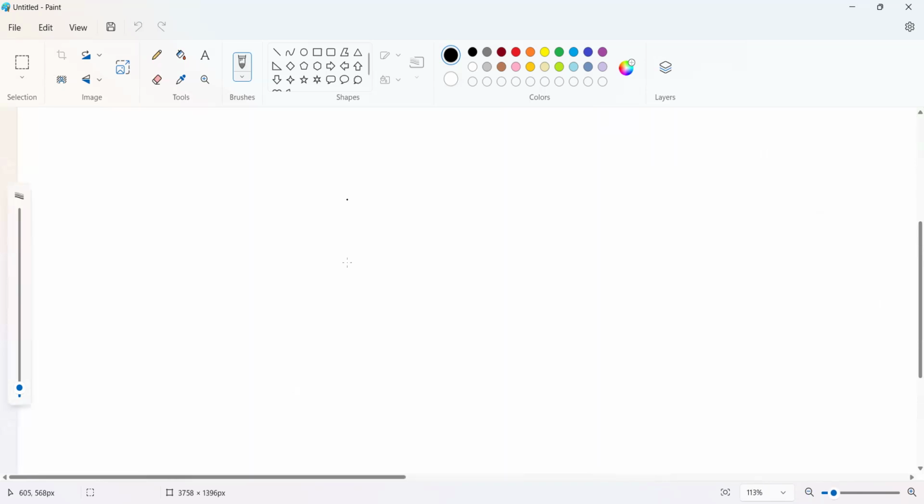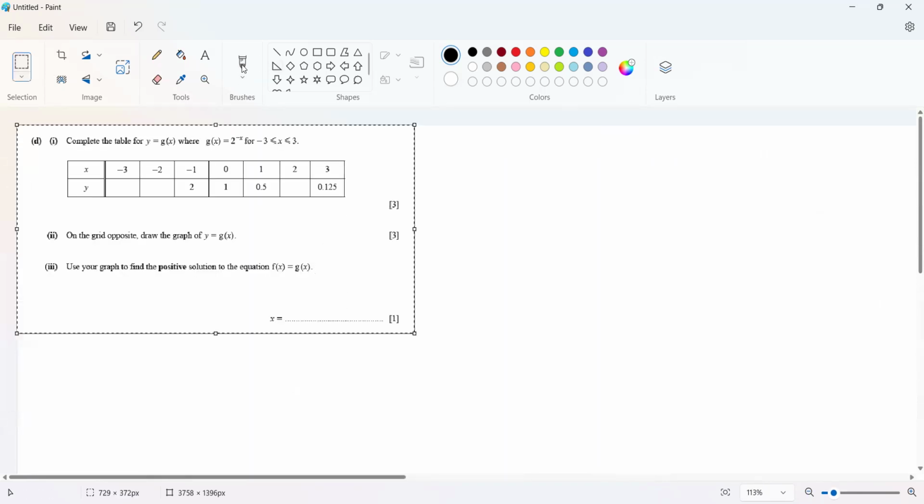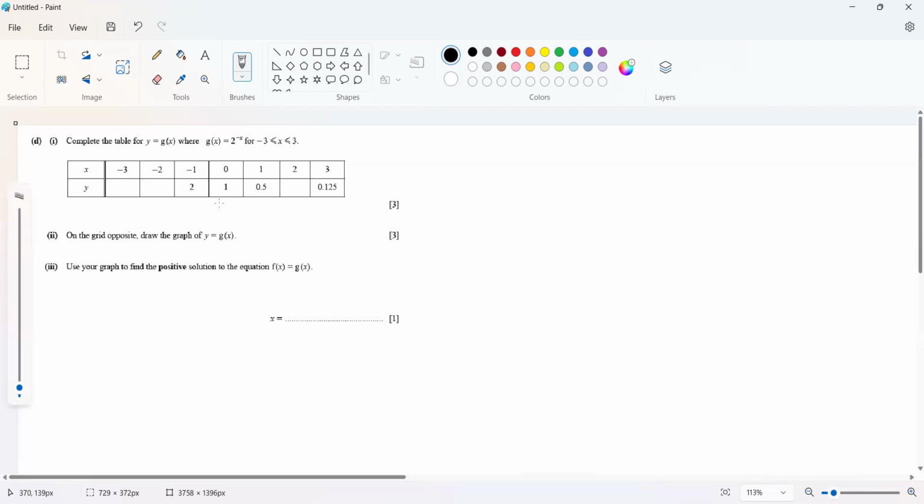The next one we will have is question D1. Question D1 is just calculator work. Complete the table for all the values of y equals g(x), where g(x) equals 2 power negative x. So all we need to do is just plug the values into a calculator. 2 power negative negative 3 would simply be 2 power 3, so that would be 8. Then 2 power negative negative 2 would be just 4, 2, 1, 0, and then 2 power negative 2 will be 0.25, 0.125. So that's it.